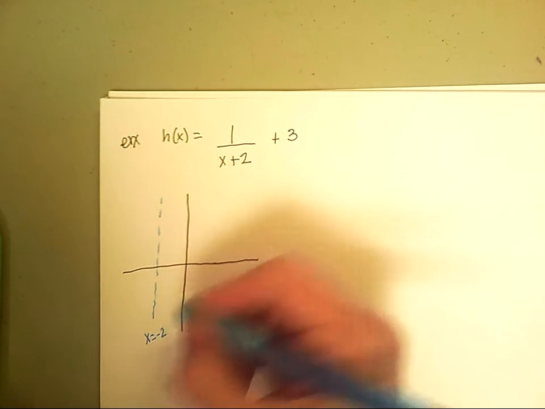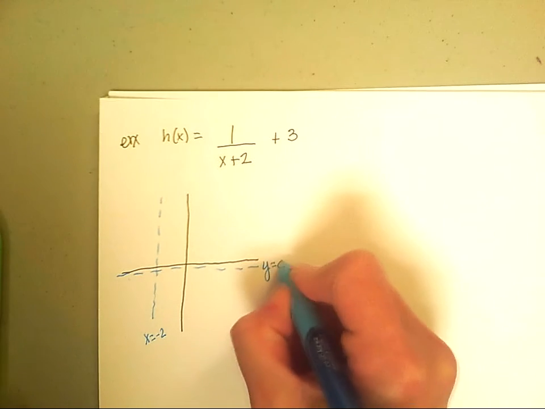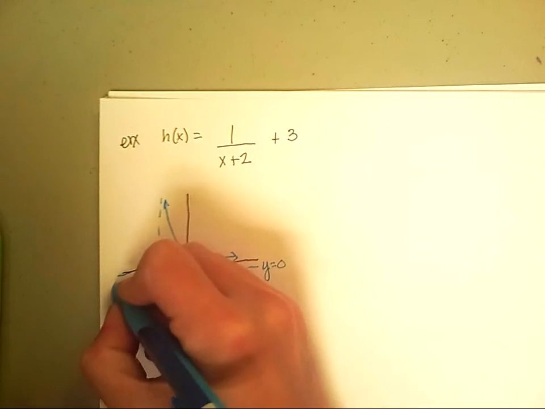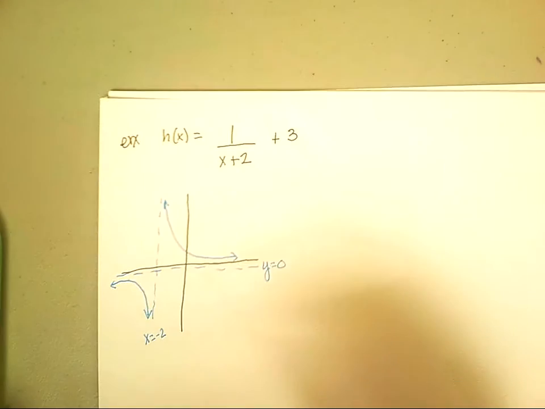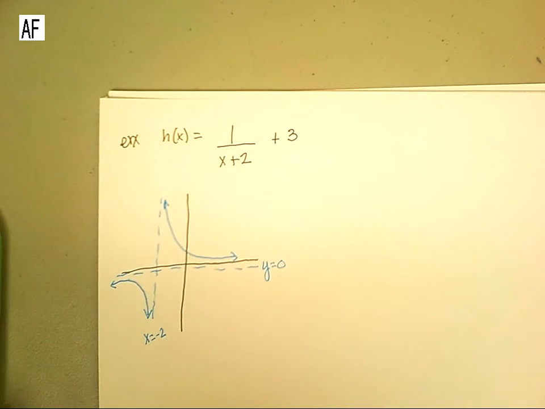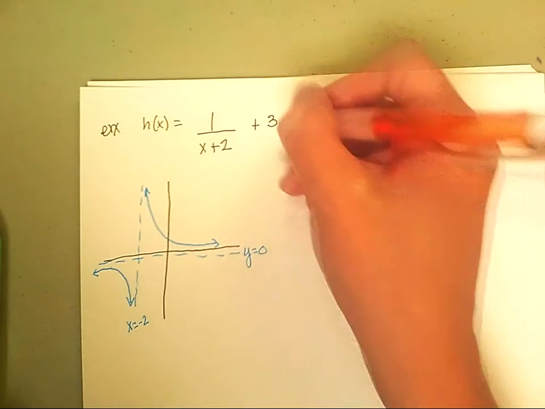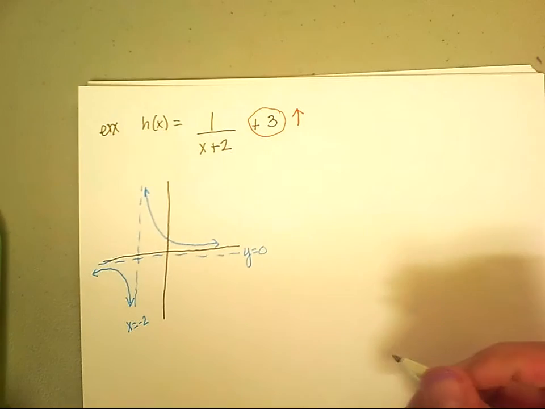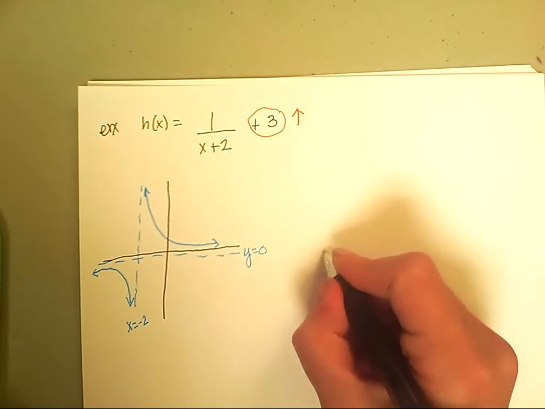This is x equals negative 2. The horizontal asymptote stays the same at y equals 0. And the graph looks like this. But now we've added a constant here. And adding this constant is going to shift everything up 3 units. Okay, so what would that look like?